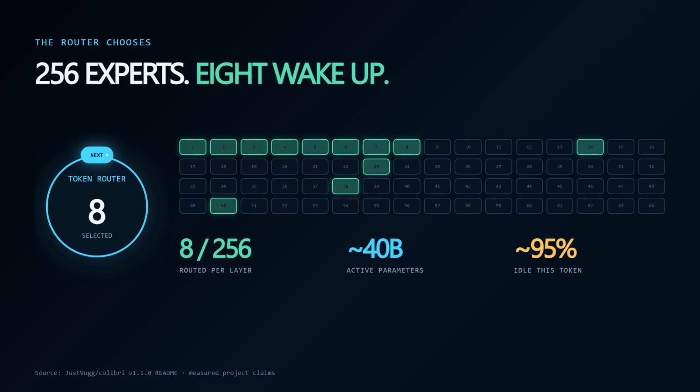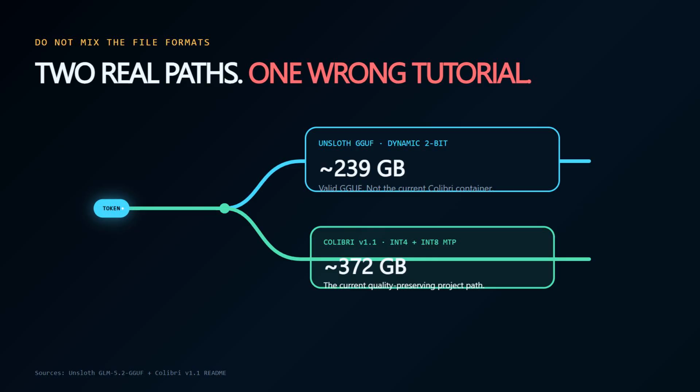Watch the token enter layer 1. The router scores the experts. 8 IDs light up. At the next layer, it may choose a different 8. Colibri records those choices, predicts useful work one layer ahead, and stages the selected expert matrices from the fastest tier that already contains them. This is the first big correction to the usual explanation.